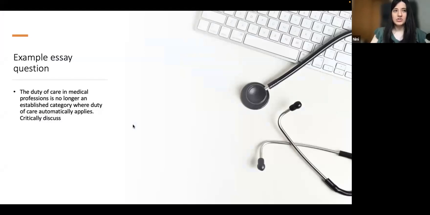This kind of essay question I've seen many times in different tort law examinations all around British universities, and I believe that you should be able to answer this question because it is very likely that this kind of question comes up on an exam or comes as a coursework question if you have an upcoming tort law assignment.